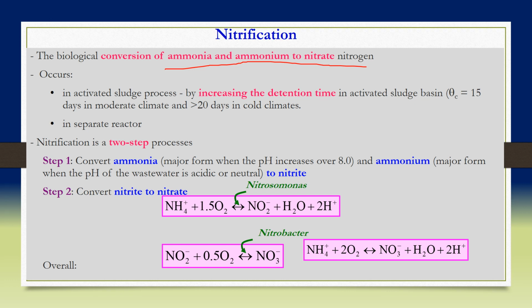So the nitrification is a two-step process. First is convert the ammonia and ammonium when the pH of the wastewater is acidic or neutral to the nitrate. Then the second one, convert the nitrate to the nitrate. So dia ada dua proses. Pertama, ammonia dan juga ammonium jadi nitrate, nitrate jadi nitrate.